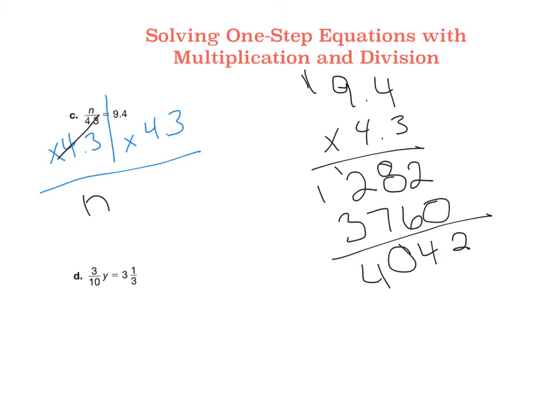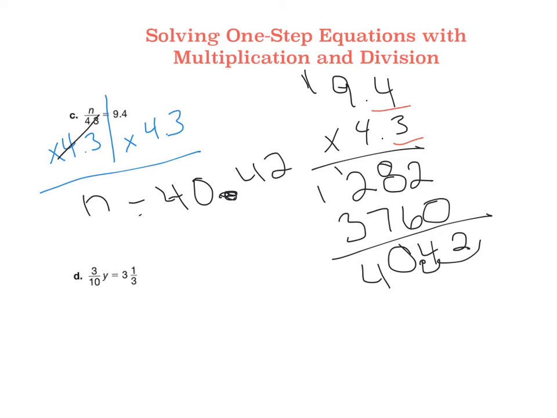Then I look how many places are behind the decimal? 1, 2, so there should be 2 places. So n equals 40 and 42 hundredths, and that is a decimal spot. Okay, let's look at the next one. So this is saying 3/10 times y.